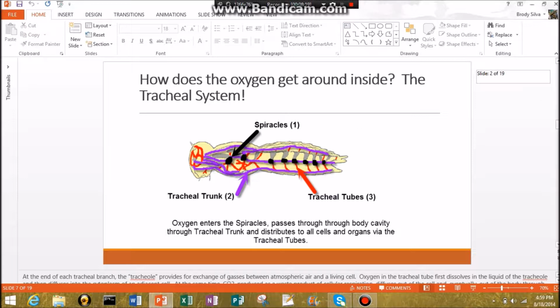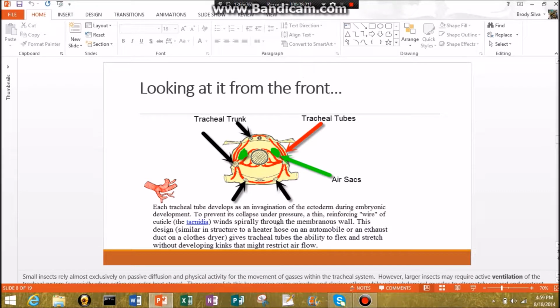Next slide, please. From the front, at the neck at least, the tracheal trunks are these big tubes right here, where the big arrows are pointing. There are air sacs in the neck that also contain air. So in case insects dive underwater sometimes for prey, they have a small sac of air so they can breathe underwater for a very small amount of time. Then the tracheal tubes go directly to the organs.